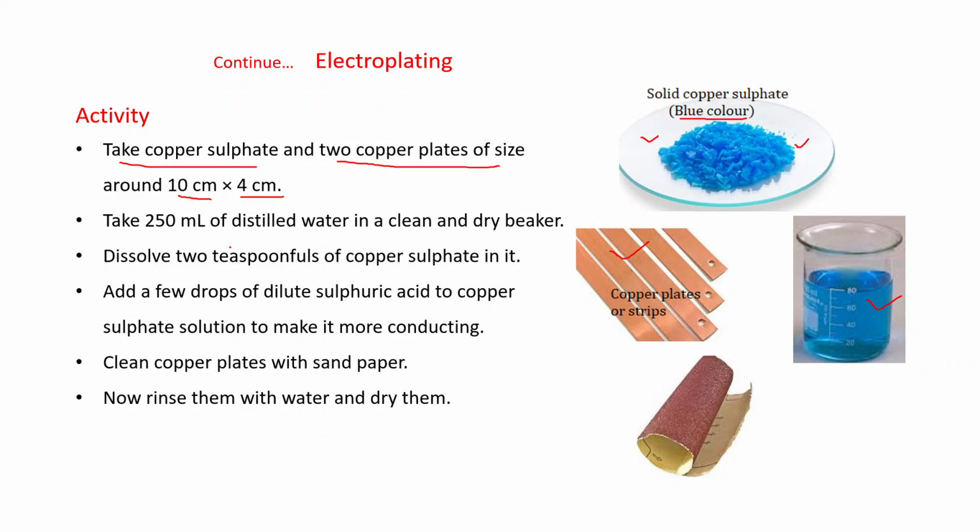Take 250 ml of distilled water in a clean and dry beaker. Dissolve 2 teaspoonfuls of copper sulfate in it. Add a few drops of dilute sulfuric acid to the copper sulfate solution to make it more conducting. Now clean the copper plates with sandpaper. This is sandpaper. Now rinse them with water and dry them. After rubbing with the sandpaper, we rinse them with water.